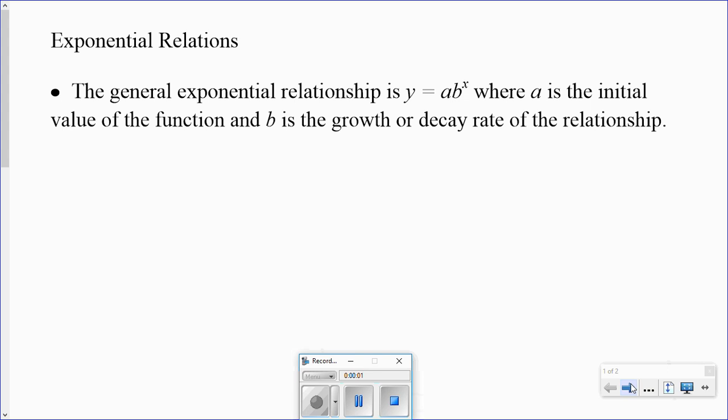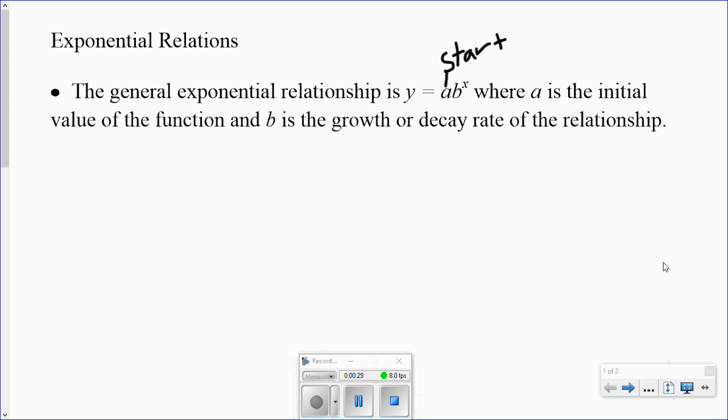So today's lesson is dealing with exponential relationships. In general, the relationship looks like this. Y is equal to AB to the exponent x, where A is the initial value. And you'll hear me often refer to this as the start value.